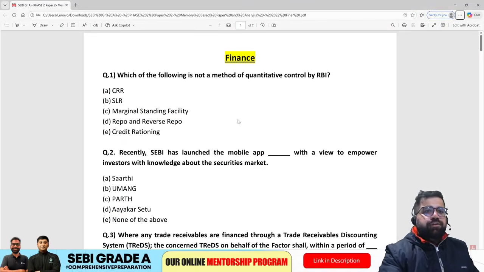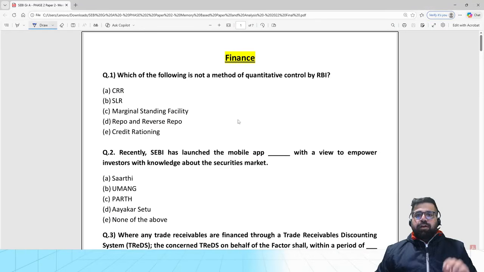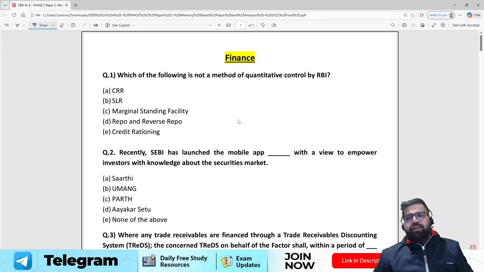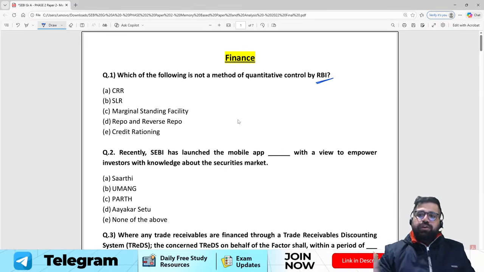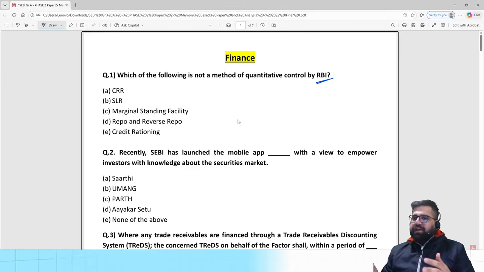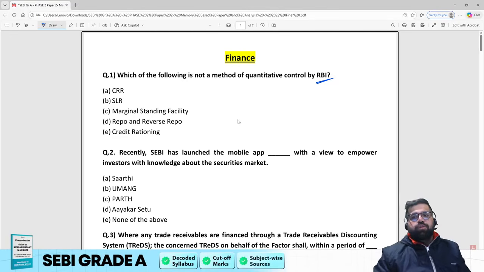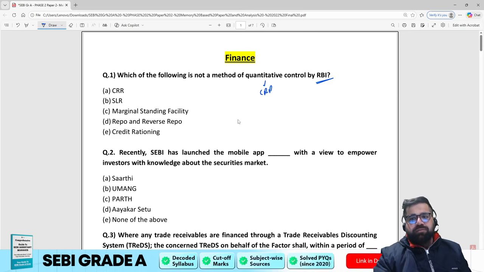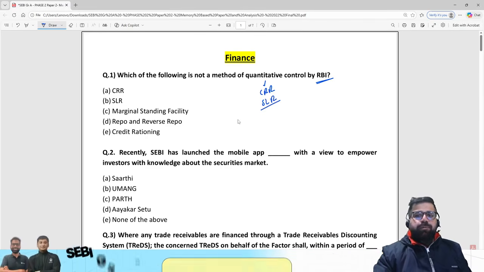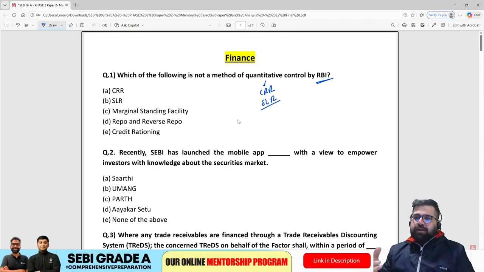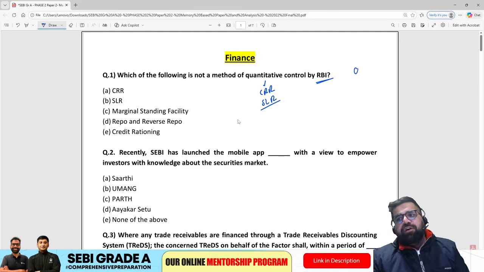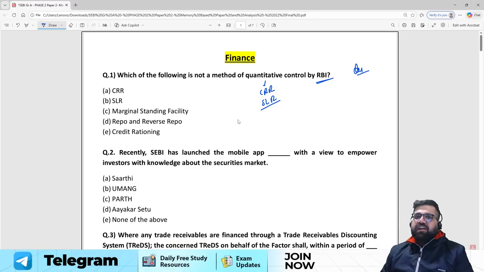First, I'm starting with the questions of finance. Right? Which of the following is not a method of quantitative control by RBI? Now RBI has two ways to control inflation. Like there are multiple instruments under monetary policy, but you can divide them into two categories: quantitative and qualitative. Right? Quantitative includes what? Quantitative includes your CRR, your SLR, your repo rate, and all that stuff, right? But in your qualitative, you have what? Moral suasion, you have credit rationing.